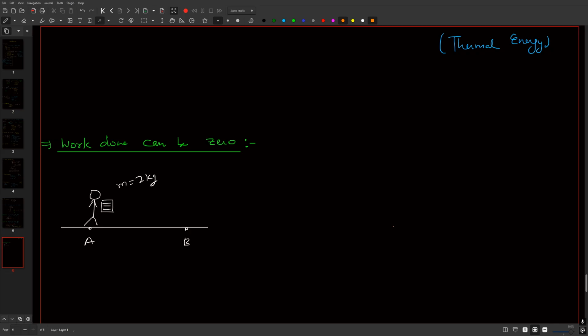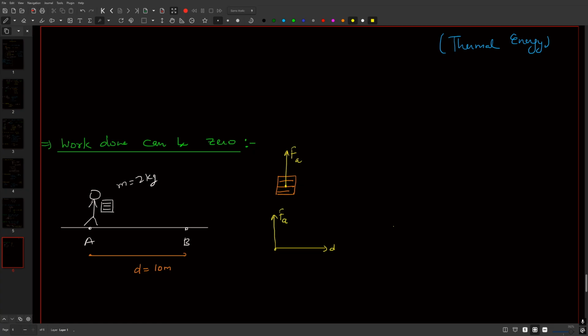Think about it. Well, if you look at it, you are moving from A to B. This is your displacement. Let's say 10 meters. But the force which you are applying to keep the stack of books steady on your hand, that is upward. This is your force applied. So the displacement is acting in this direction, whereas the force applied is in this direction because you are holding the book in your hands.